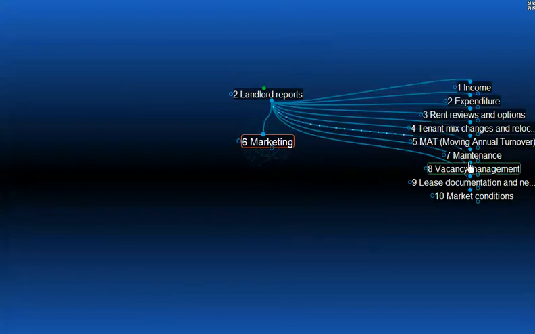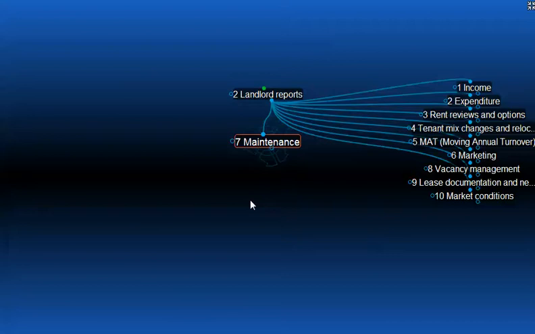Number 7, maintenance. A large retail property will always have plenty of maintenance activity at any point in time, on any day. That activity should be tracked and managed to the expenditure budget for the property. Importantly, the expenditure itself should be maintained to industry standards and levels for the property type and size.